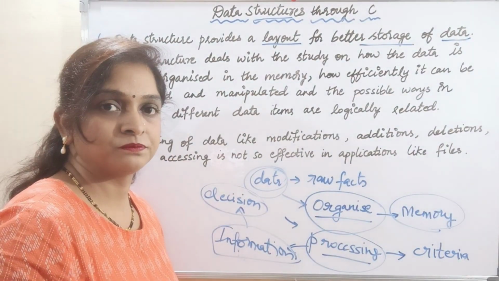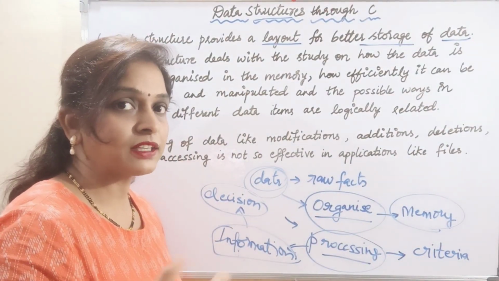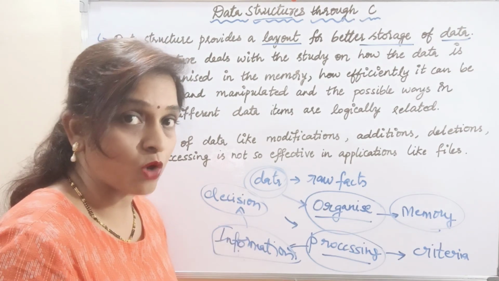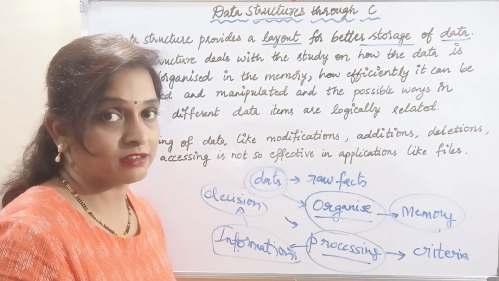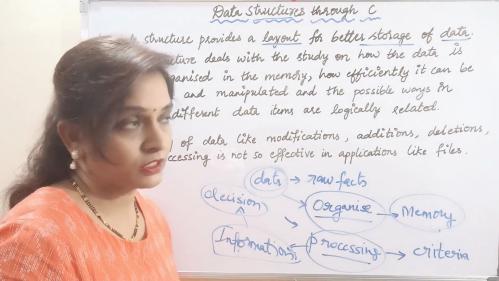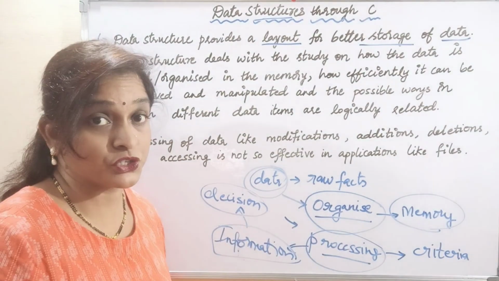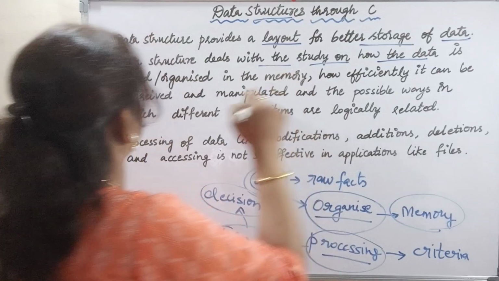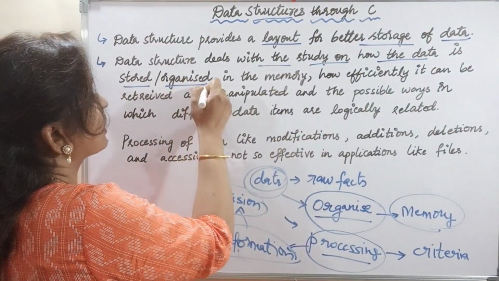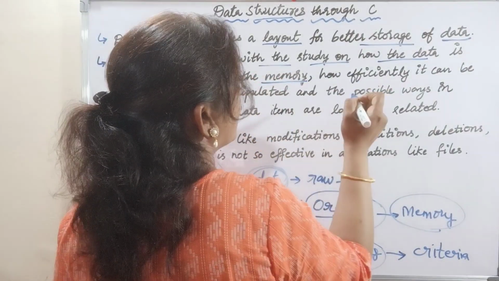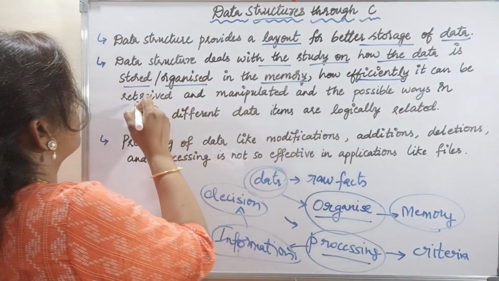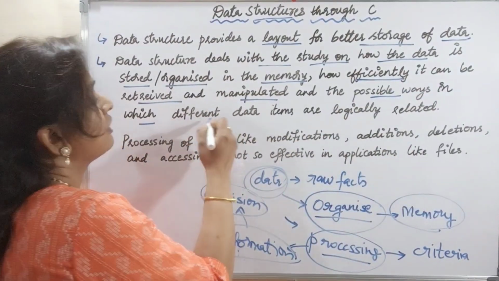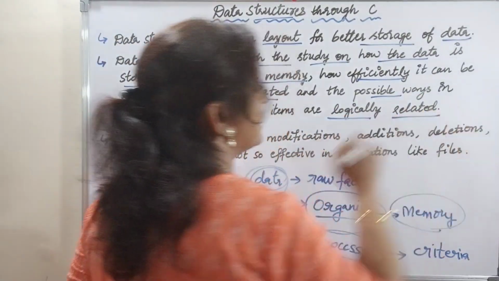The basic thing: what is data structure? Data is the collection of raw facts and structure is the format, a proper layout to store your data in an organized fashion. So you can get some simple definitions. Data structure deals with the study of how the data is stored or organized in the memory and how efficiently it can be retrieved, manipulated, and all the possible ways in which different data items are logically related.